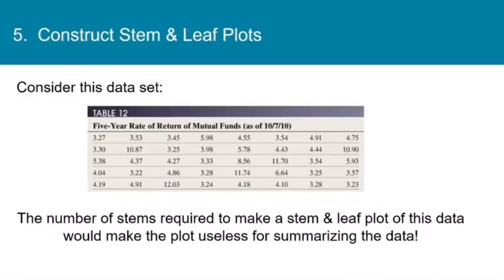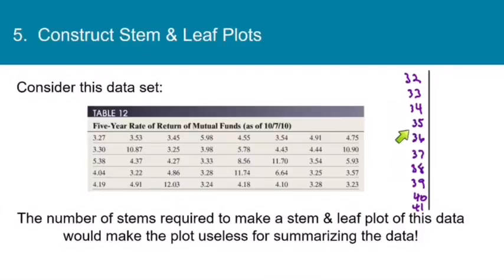Now remember that if we were going to make a stem and leaf plot with this data, the leaves would only be the numbers in the hundredths place, and so the stems would all be either 2 or 3 digits. The number of stems required to make a stem and leaf plot of this data would make the plot useless for summarizing the data, because we would have to start with a stem of 32, and we would have to include every stem from there up to 120. Remember, the leaf can only be the rightmost digit. So that would mean our stems would go 32, 33, 34, etc.